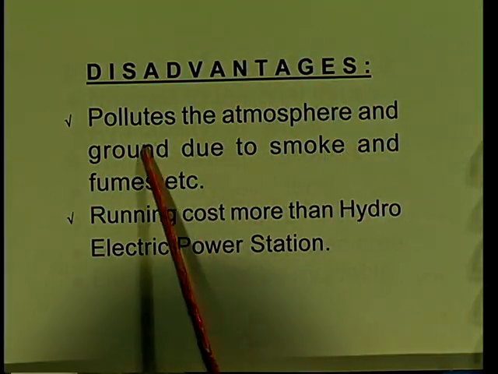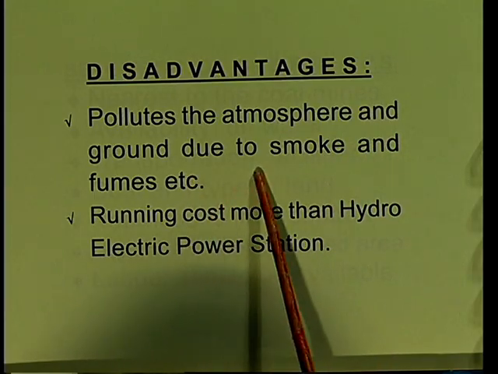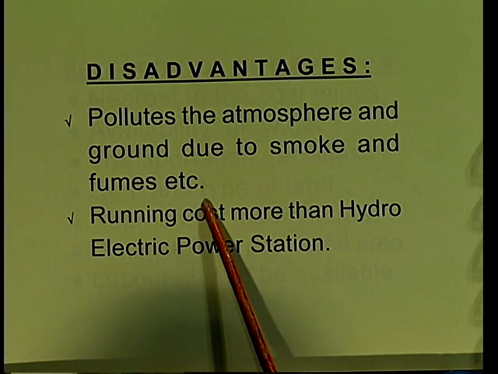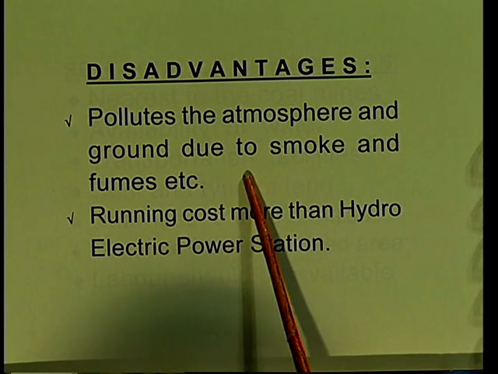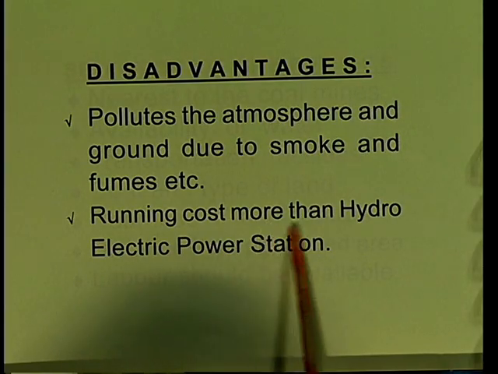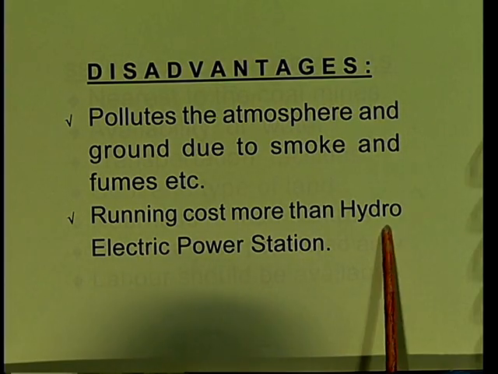Let us see the disadvantages. Number 1: pollutes the atmosphere and ground due to smoke and fumes, etc. This is the main disadvantage of thermal power stations. The number 2 is running cost is more than hydroelectric power station. Because of various apparatus, the running cost of thermal power stations will be more.